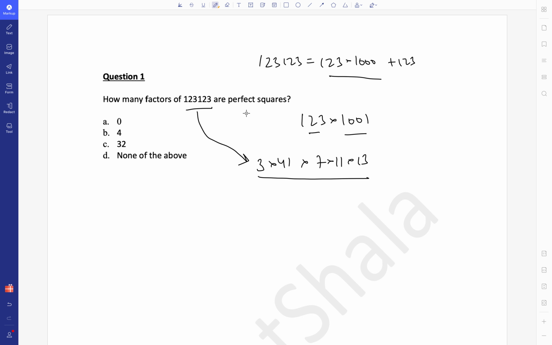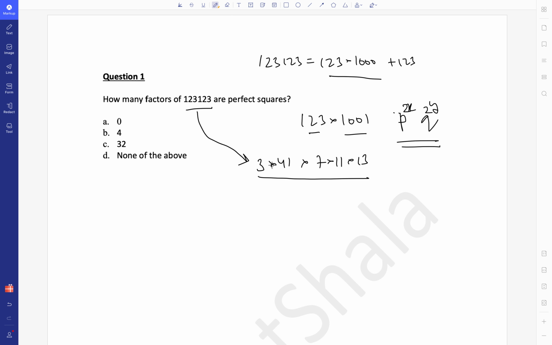Okay. Now for perfect squares, we know that each of the powers has to be even, because what are perfect squares? Let's say a natural number. Any natural number will have a prime factorization of something like this, p raised to power x, q raised to power y. This is any general natural number. The square of this will have p raised to power 2x and q raised to power 2y, which means the exponents for any perfect square are always even.